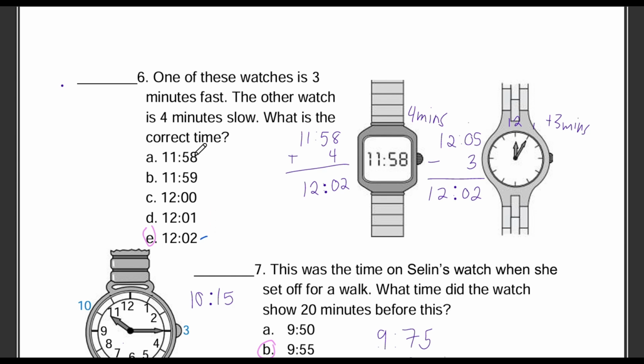Explanation. One watch shows 11:58, which is slow by 4 minutes. To find the real time, we add those 4 minutes. 11:58 plus 4 minutes equals 12:02.